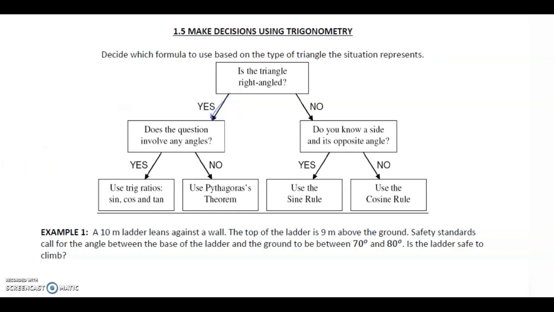So let's talk about the triangle being right angled. If it is right angled, we have to ask ourselves, does the question involve any angles or is it just side lengths? If it involves angles, we use trig ratios, which is SOHCAHTOA. And if it doesn't involve any angles and only involves side lengths, then we would use Pythagorean's theorem.